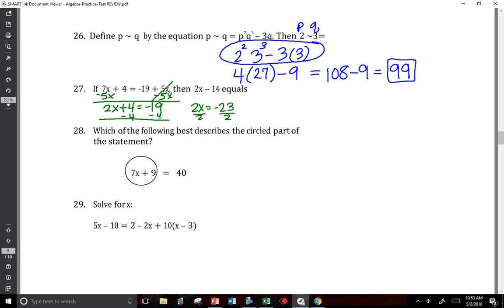Okay? So then we take the other equation, which is 2x minus 14. And instead of x, we're going to put negative 11 and a half. So we're back to the negative 23, aren't we? So negative 23 minus 14 would be negative 37.